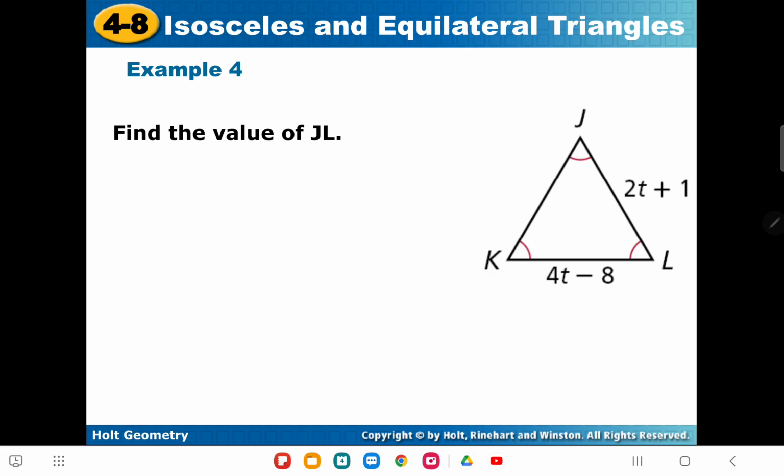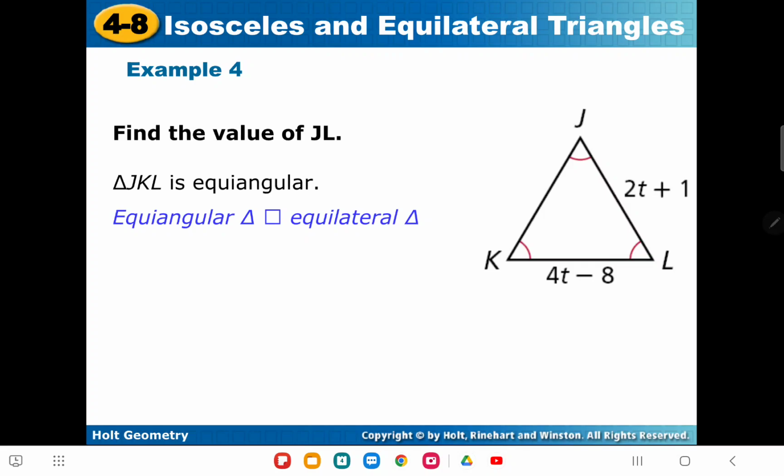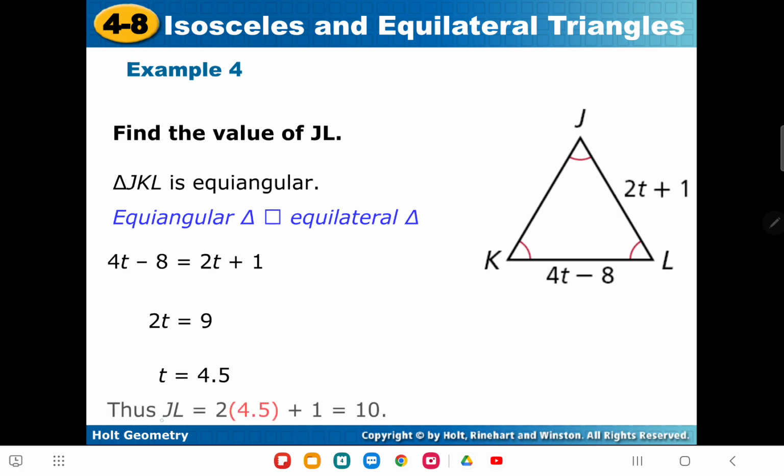Now here, finding the value of JL, because this is an equiangular triangle, it is also equilateral. Therefore, 2t plus 1 and 4t minus 8, the measures of JL and KL respectively, must be equal to each other. Solving this, we get t is 4.5, and the length of these sides, therefore, is 10. So JL is 10 and KL is also 10. Good way to verify this is 4 times 4.5 minus 8 is also 10.